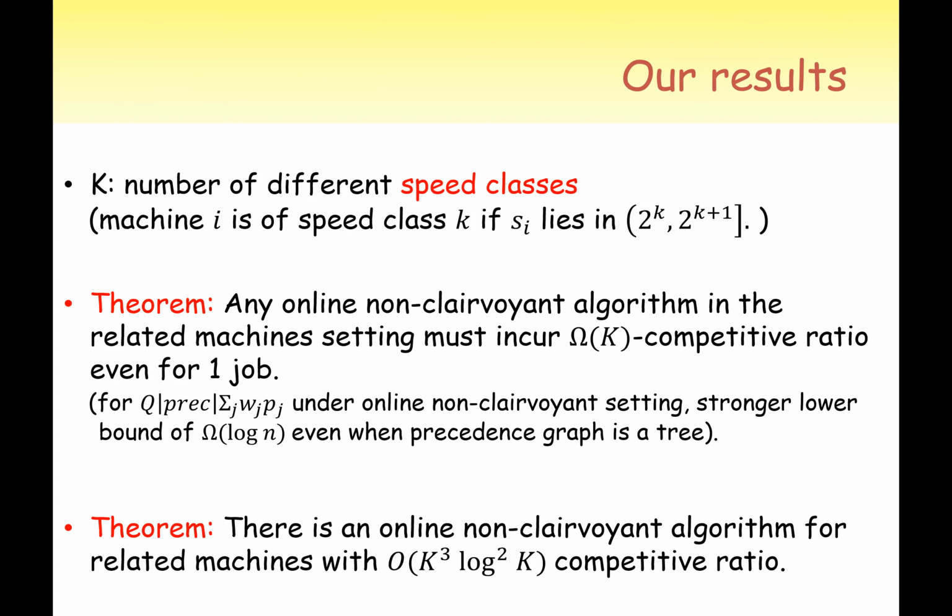The second theorem is the upper bound. Ideally we would have liked to show an order K competitive algorithm, but we can show an order K cubed log squared K competitive algorithm. We would like to note that getting a log n competitive algorithm is much easier, but this requires much more work.